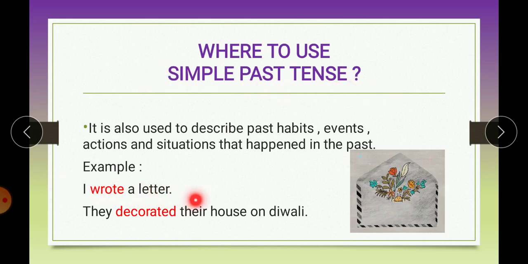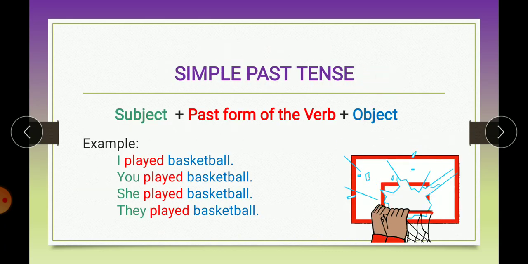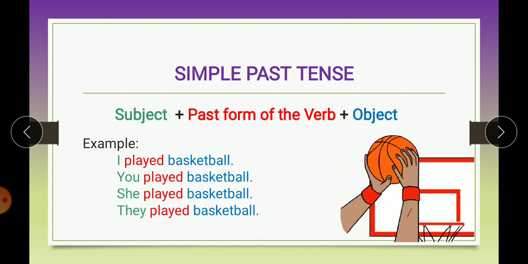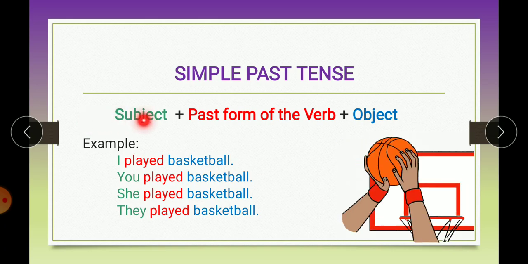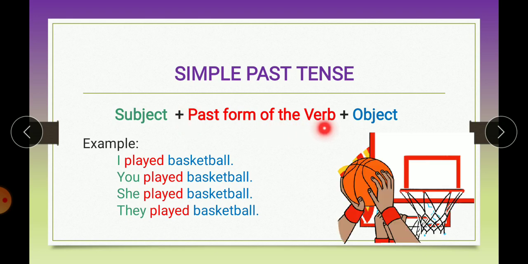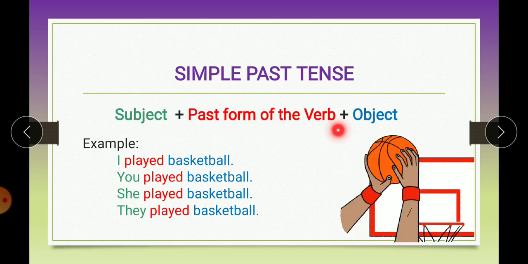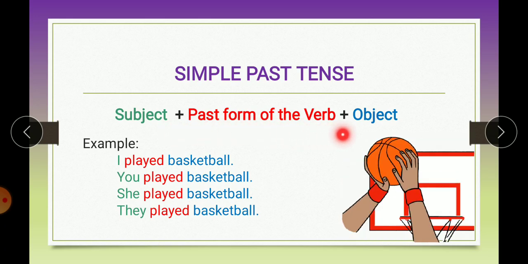Like I wrote a letter, they decorated their house on Diwali. So words like wrote, decorated, they are simple past tense. Now simple past tense, how we frame the sentence: subject, past form of the verb and object. Now subject and object, this you are already familiar with. Now past form of the verb means the second form of the verb.